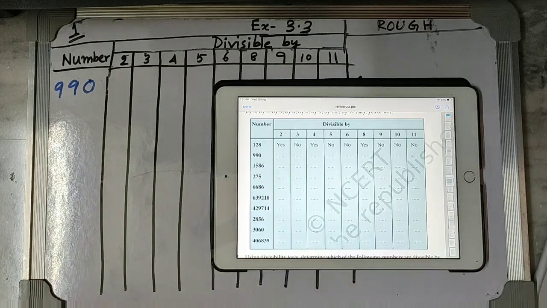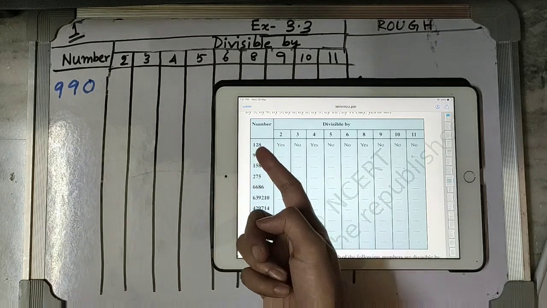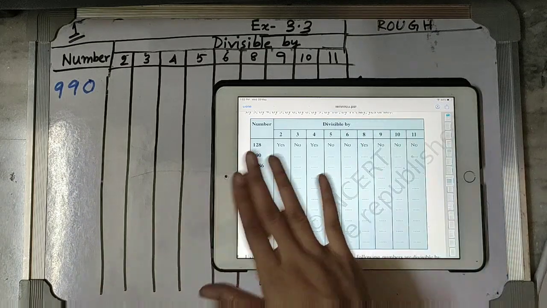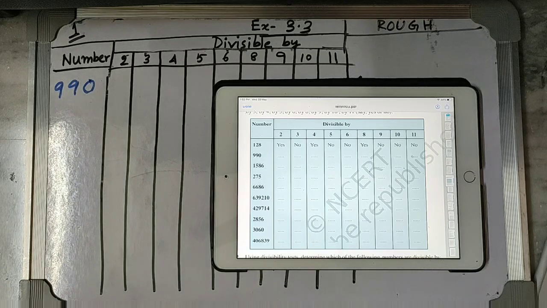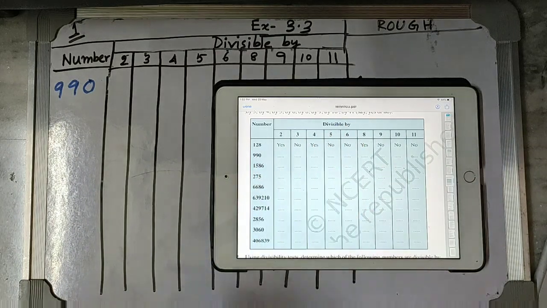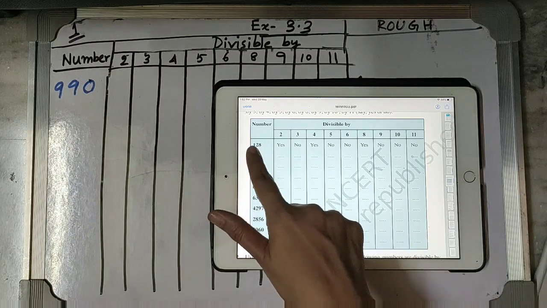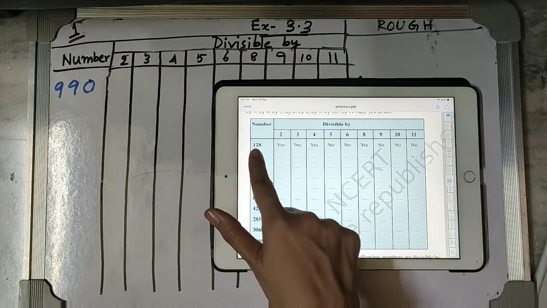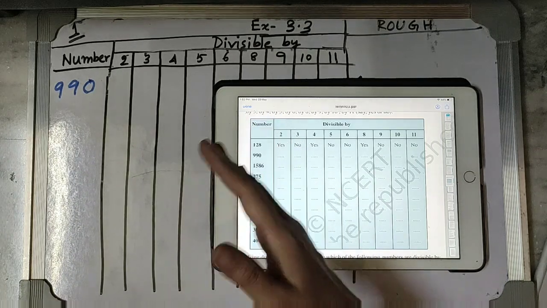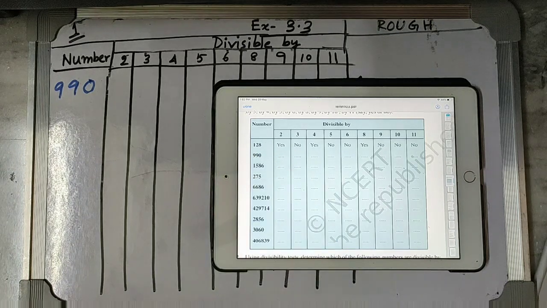Now in case of 3 we will add all the digits, because all of these rules are already discussed in my second last video, rules of divisibility. There, from 2 to 15, all the divisibility rules are given. If you have gone through that properly, then this exercise will be very easy for you to understand. So in case of 3 we will add all the digits, means 1 plus 2 plus 8, and we are getting 11 as our result. 11 is not there in the 3's table, so 128 will not be divisible by 3.